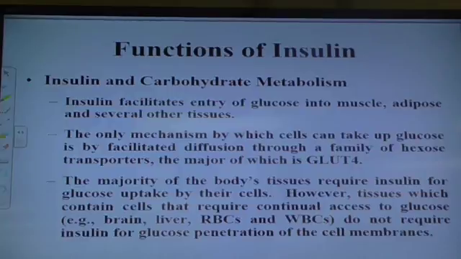Now, as far as insulin and carbohydrate metabolism, as we say, insulin facilitates the entry of glucose into muscle, adipose tissue, and several other tissues. What about the heart? Is it a major thing on the heart? No. What's the heart used for energy? Glucose or what else? What's the heart mainly used for energy? If you put a bunch of fat in the heart muscle cell, what are you going to do to its function? Ketones? Not ketones. Lactate.